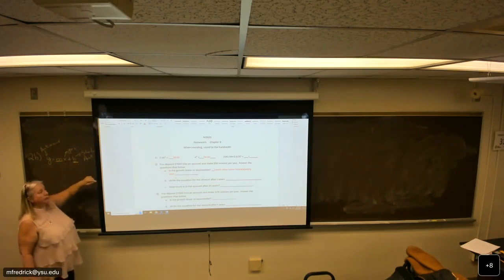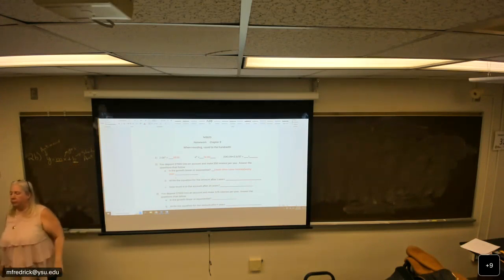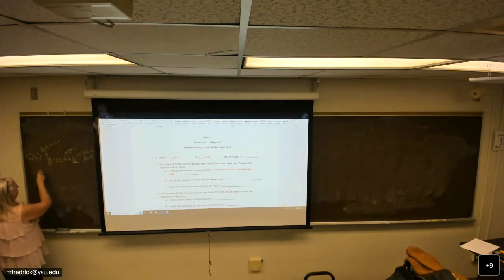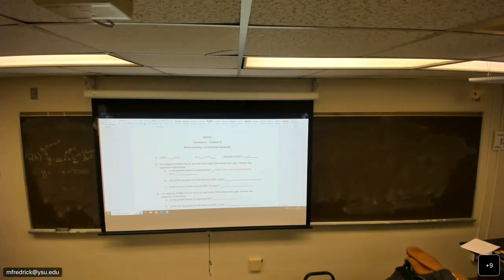We're depositing 7,000 into an account at time 0. So this is 7,000. Slope is a rate. And our rate is $50 per year. So if we multiply by the number of years, it will give us the total amount. Any questions on that? Yes.